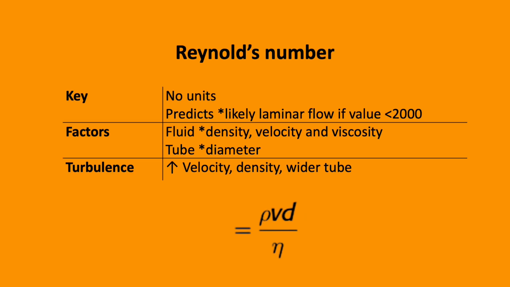Reynolds number. This value, when calculated, predicts if flow is likely to be laminar or turbulent. A value of less than 2000 is suggestive, likely that it's laminar flow. Greater than 4000 turbulent, and between 2000 and 4000 transitional. The equation at the bottom denotes how this is calculated: density multiplied by velocity of fluid times diameter of tube over viscosity of fluid. Turbulence is more likely with increasing velocity, density and a wider tube.